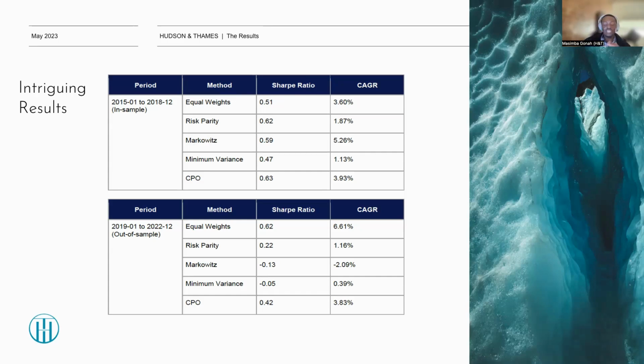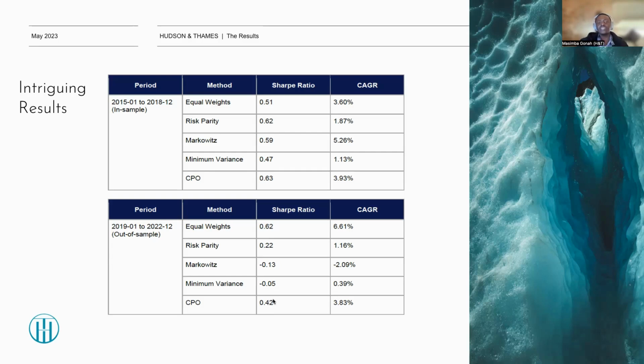And in sample, here's a surprising fact. Equal weights had a Sharpe ratio of 0.51, while CPO had a Sharpe ratio of 0.63, between January 2015 and December 2018. You wouldn't think equal weight would end up performing better out of sample. But when they took it out of sample, incorporating that regime change I keep mentioning, the Ukraine-Russia war that broke out in February 2022, equal weights actually outperformed CPO. CPO actually performed second best.